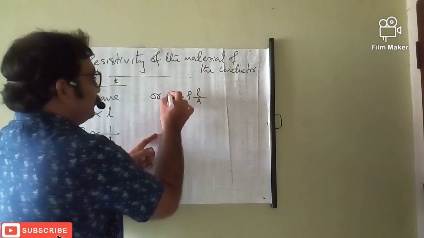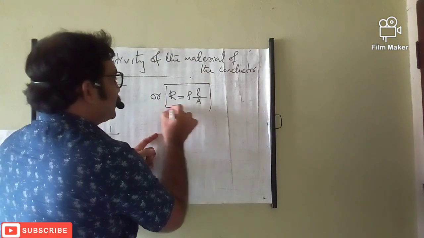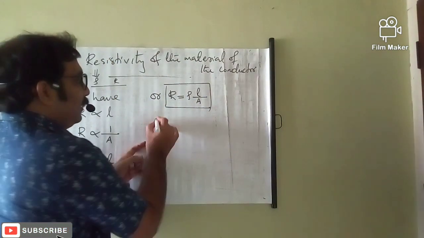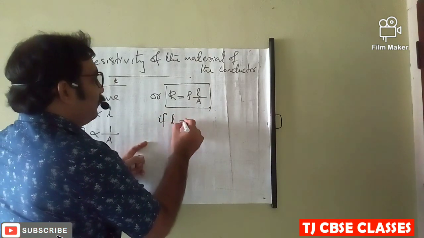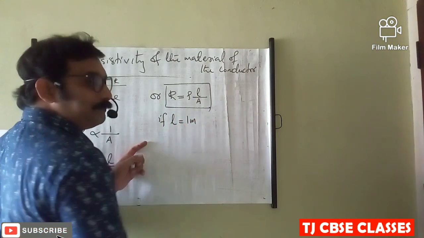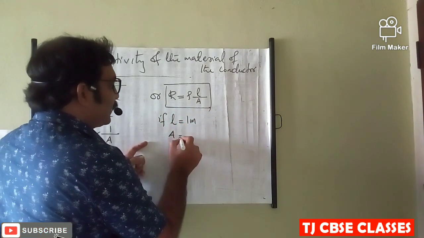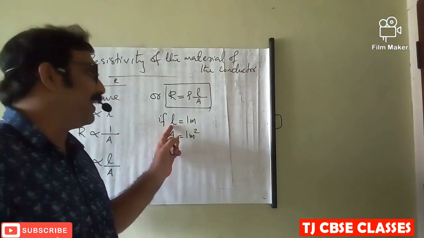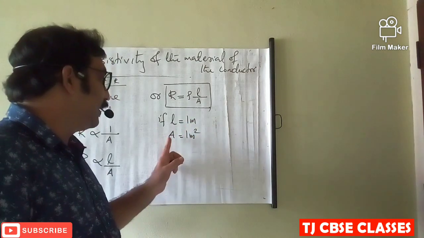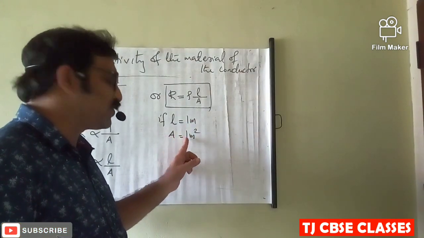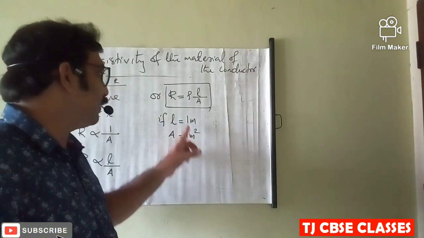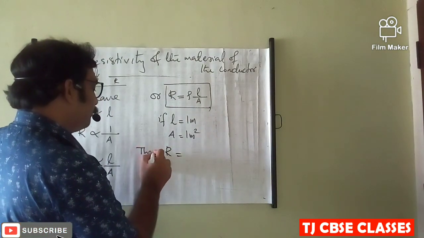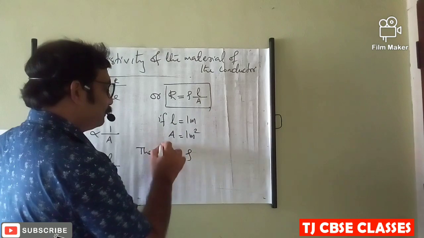Okay, here it's an important equation. R is equal to rho into L by A. It's a very important equation. If the length of the wire is taken as 1 meter and the area of cross section is 1 meter square, what happens? Then R is equal to rho.